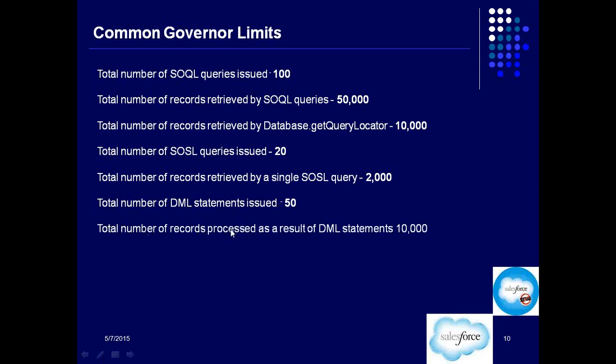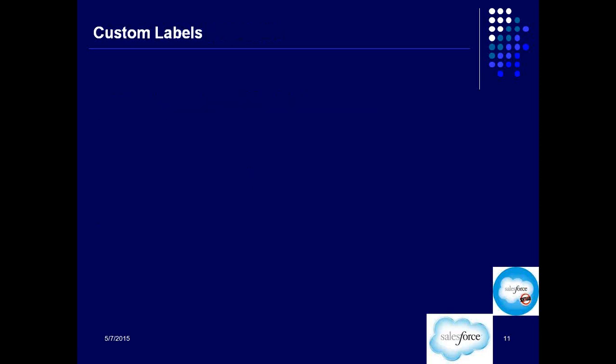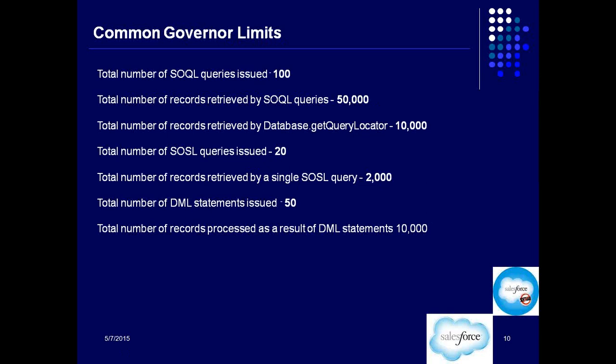There is one more. Total number of records processed as a result of a DML statement is 10,000. So one DML statement can process maximum up to 10,000 records. So the maximum number of DML statements in one transaction is 150. Maximum number of records processed as a result of one DML statement is 10,000.